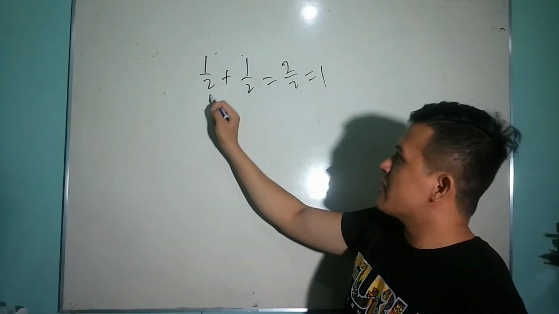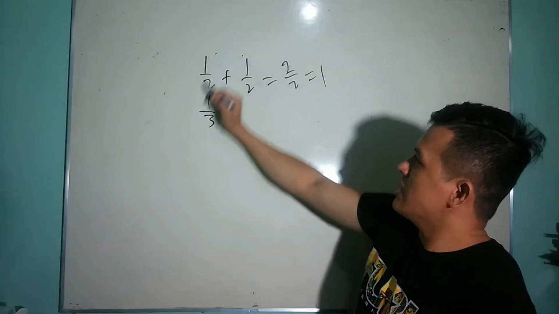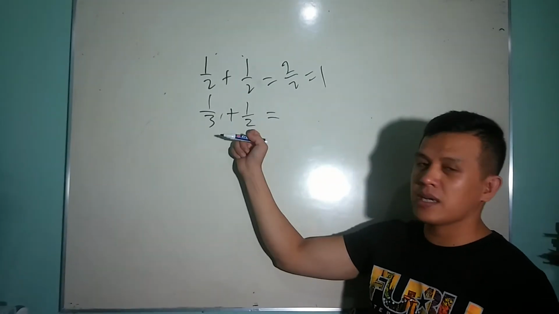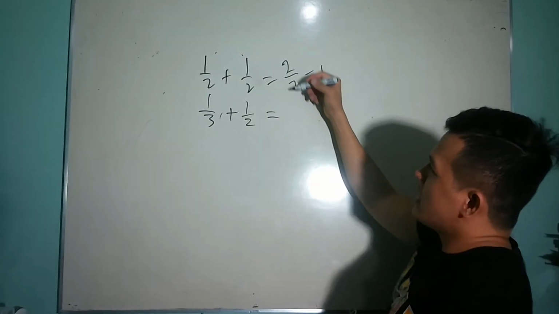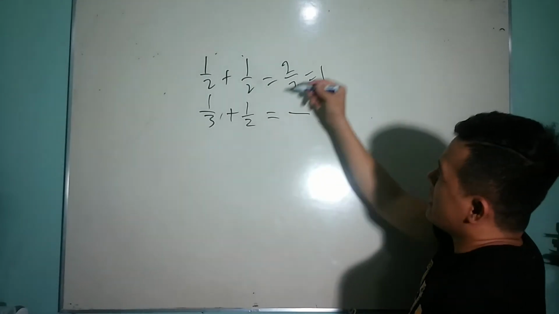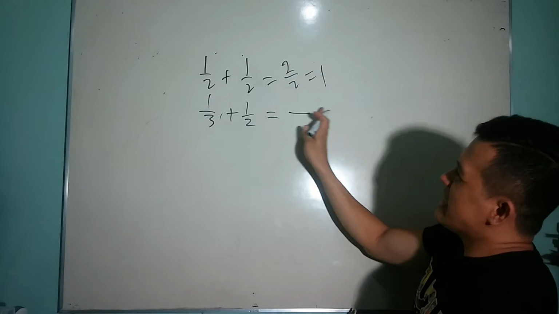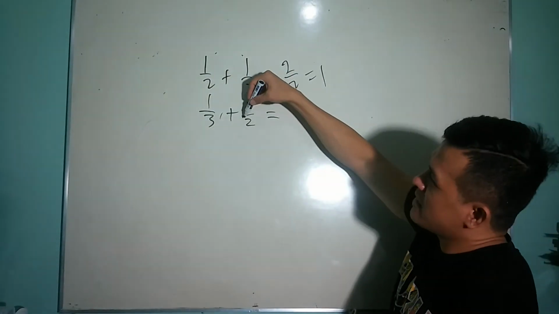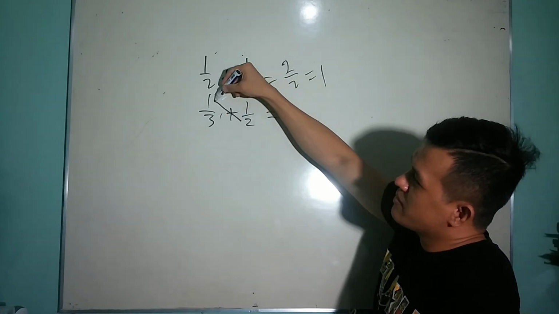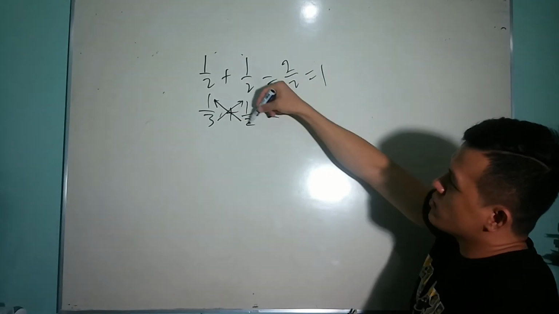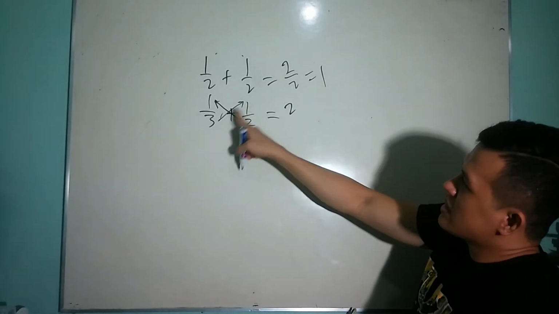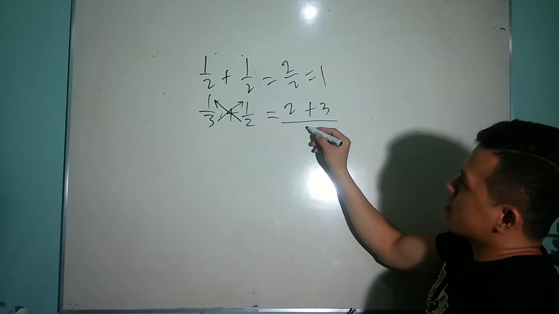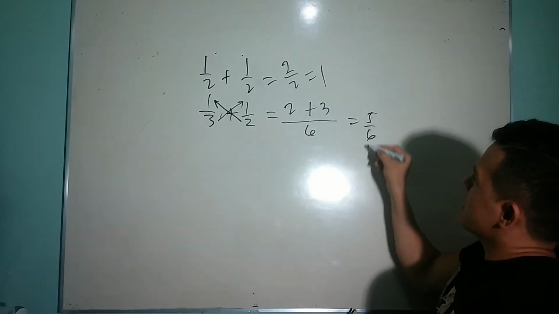Okay, but what if they're different? So 1/3 plus 1/2. I'm giving you different denominators. Others would say use the LCD and then multiply, and so on. My strategy, one of my tips, is just this one: cross multiply them. So 2 times 1, that is 2, and then 3 times 1, that is plus 3, over 3 times 2, that is 6. So that's 5 over 6, just like that.